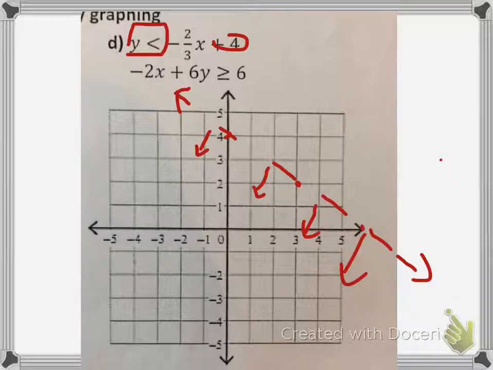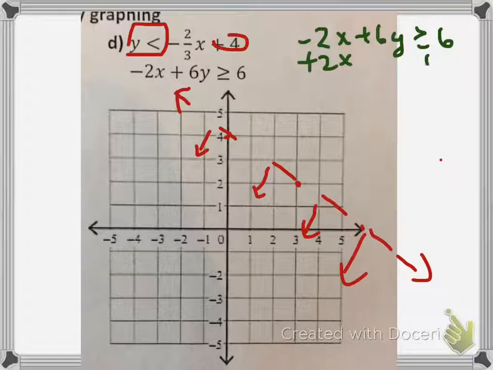All right, the next one needs to be solved, so I'm going to rewrite it. I have -2x + 6y is greater than or equal to 6. I need to solve this for y. So the first thing I'm going to do is add that 2x over to the other side.